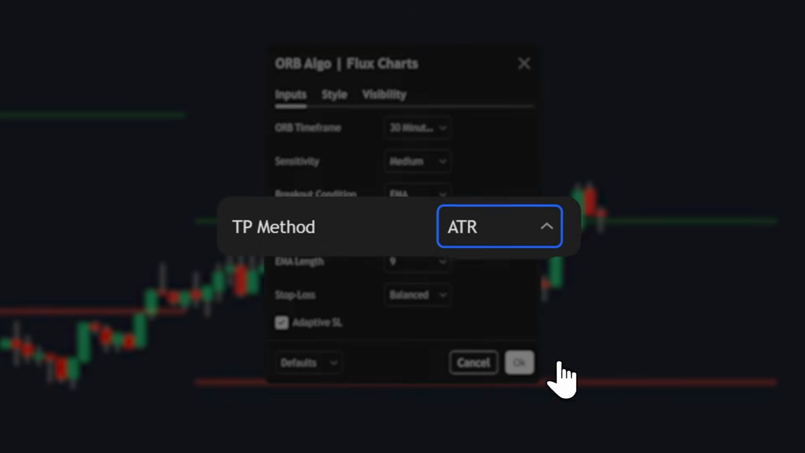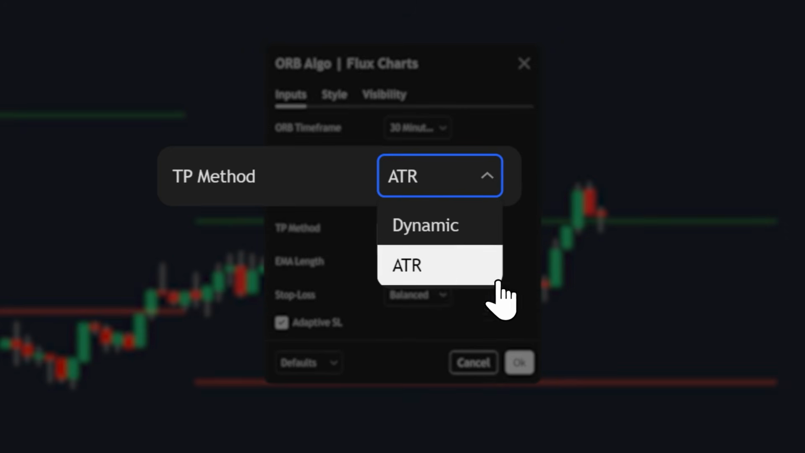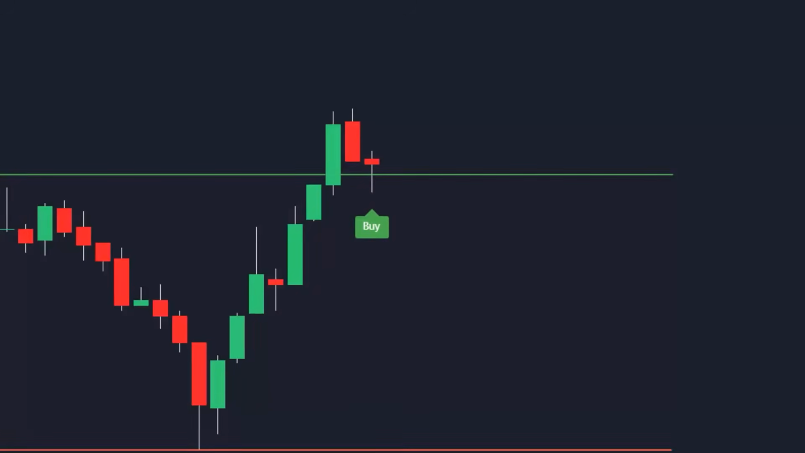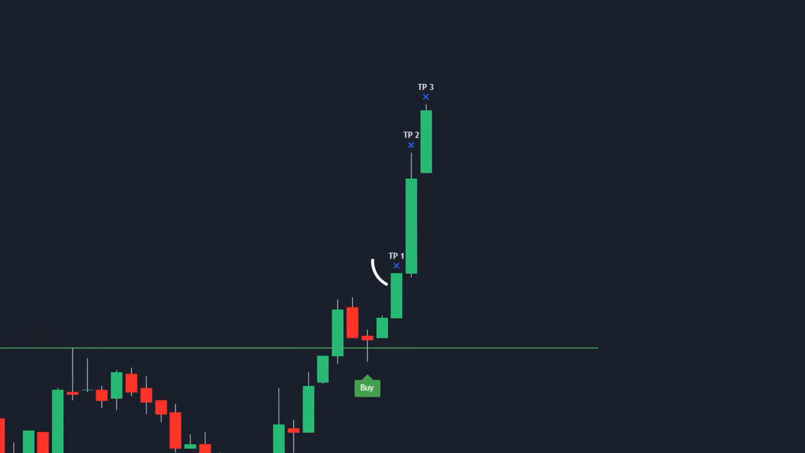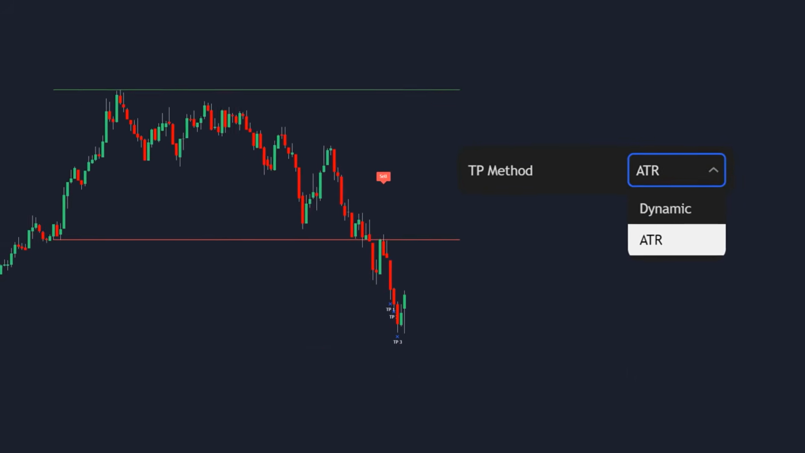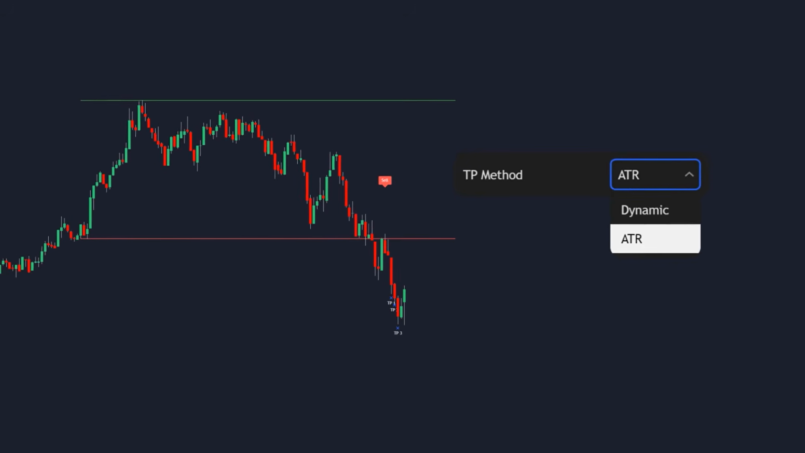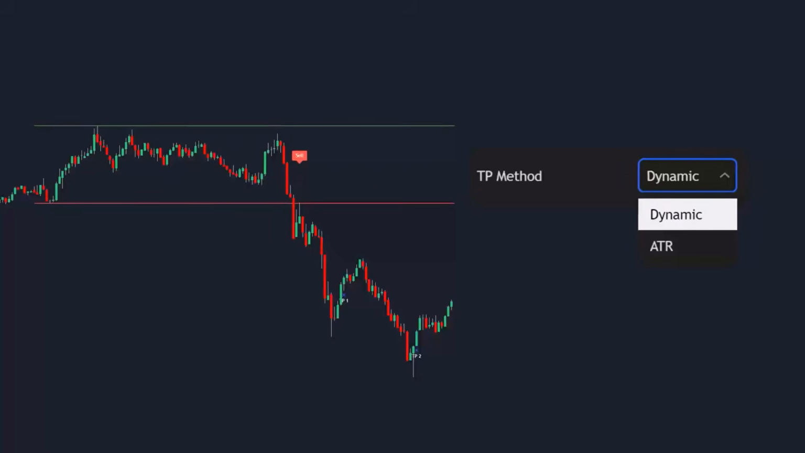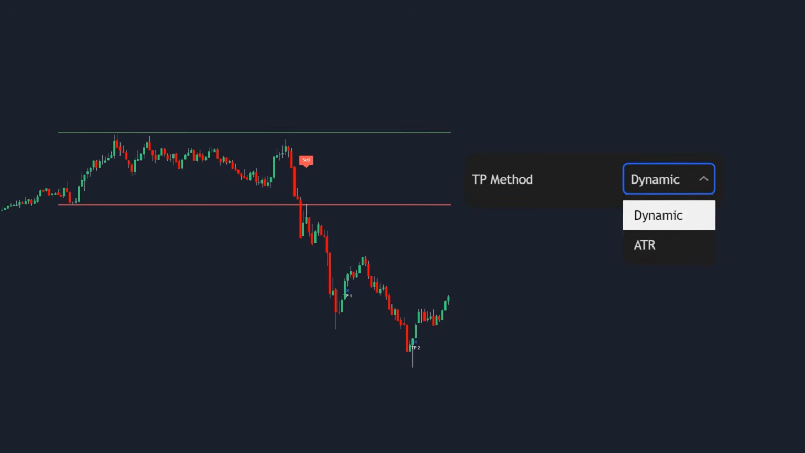The second method is based on the average true range, or ATR. That means as soon as the entry signal is triggered, your take profit levels, TP1, 2, and 3 are predetermined. If you want a clear pre-planned target before you enter the trade, use the ATR method. If you want to ride trends and let the indicator adapt to price action, use the dynamic method.